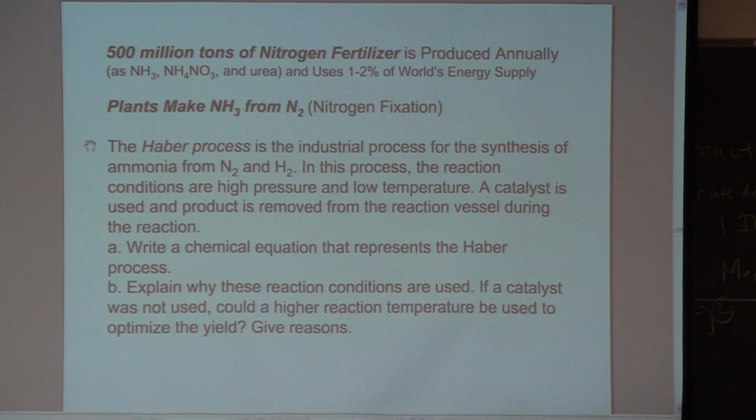So let's do the following. Write a chemical equation that represents the Haber process, and then explain why these conditions are used. If a catalyst was not used, could a higher reaction temperature be used to optimize the yield of product? So what I'd like you to do is to answer questions A and B. If you want to, work with the person sitting next to you. I encourage you to work together.